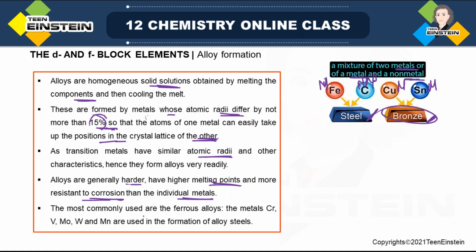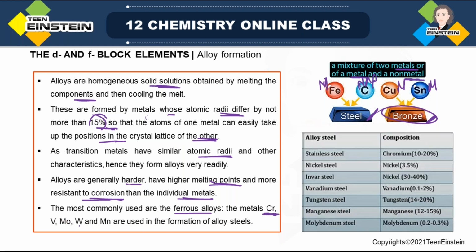Okay. Most commonly used are ferrous alloys. That means keeping iron fixed. There may be different metals that you can mix with it to get different types of alloys. So keeping iron the same, you can mix chromium, vanadium, molybdenum, tungsten, manganese, etc. Here we have some examples. All are steel because iron is fixed, but depending on the other component, there may be different names.